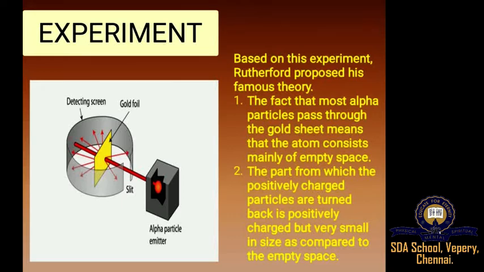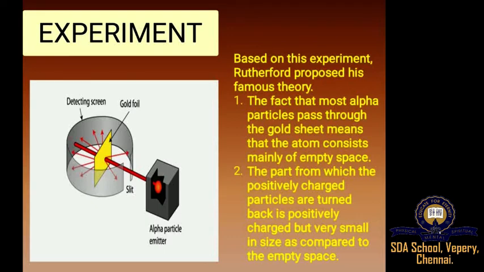Next, the part from which the positively charged particles are turned back is positively charged but very small in size as compared to the empty space. So we can see here only a few rays returned back, right? Turned back from the sheet. So he concludes that the part from which the positively charged particles are turned back is positively charged. So that part is positively charged.